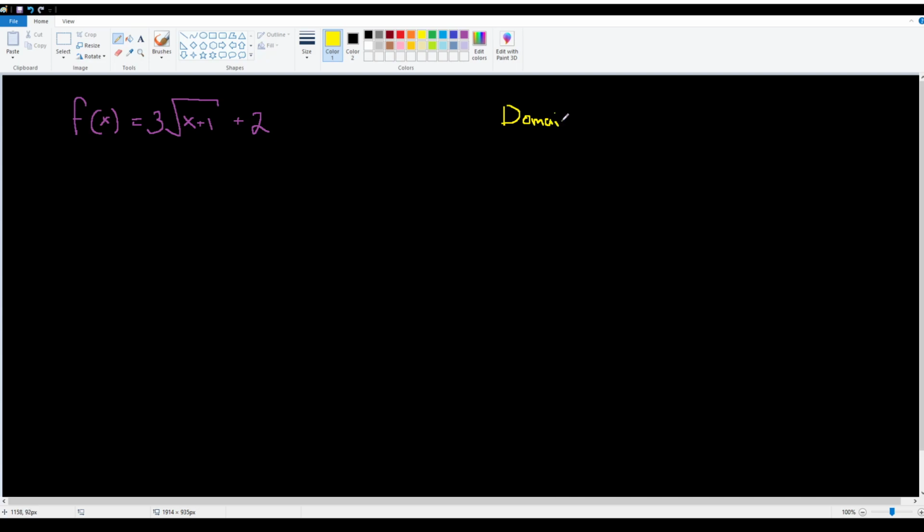So if we look for the domain, like we said before, the domain is just taking the radicand, setting it greater than or equal to 0, and solving. So if I take my radicand of x plus 1, set it greater than or equal to 0, and solve it, I'm going to subtract the 1 from both sides. So I'm going to have x is greater than or equal to -1. So my domain is going to be x such that x is greater than or equal to -1.